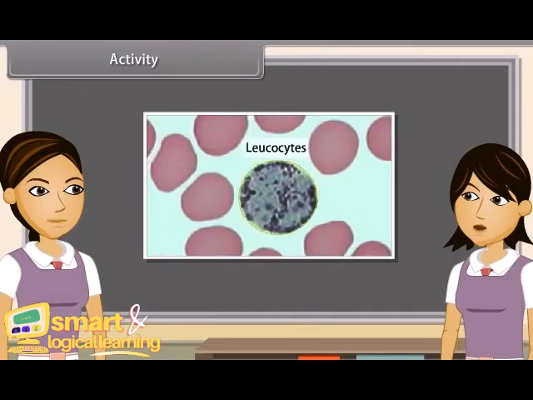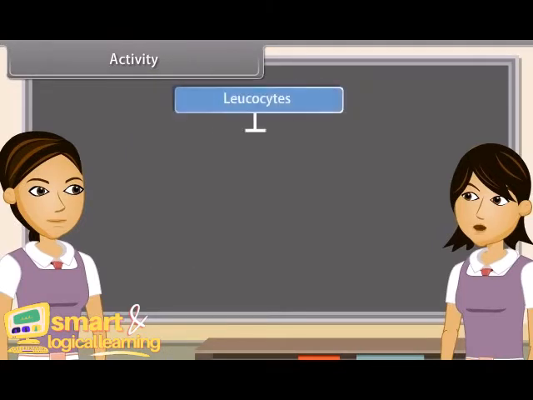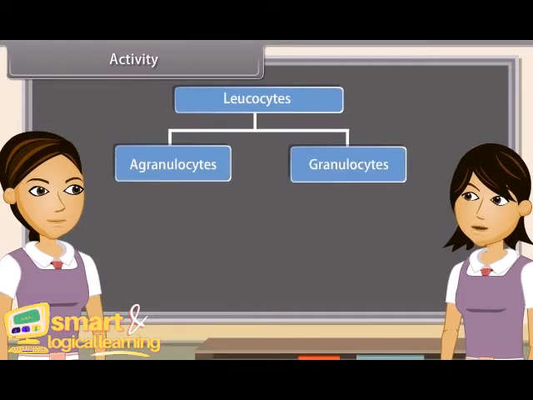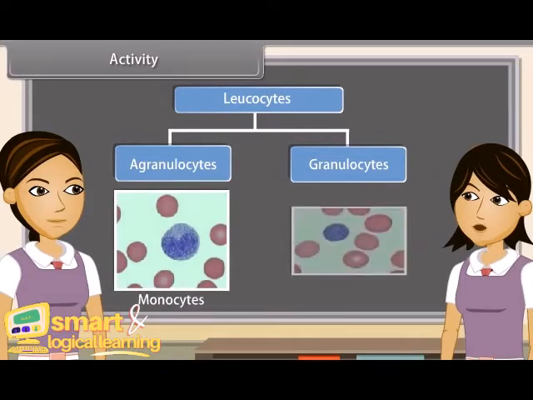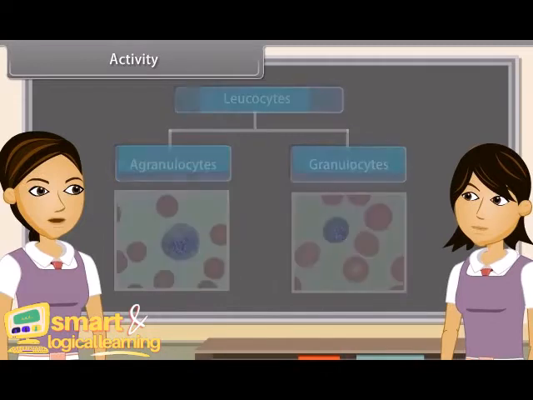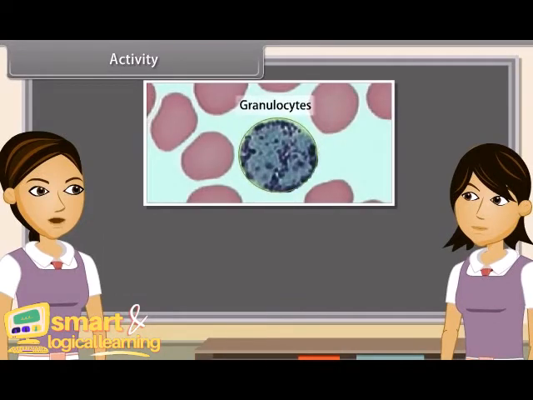Leukocytes are amoeboid, nucleated, and whitish. They are larger in size but fewer in number. They are of 2 types: agranulocytes, without granules and with a non-lobed nucleus. These are of 2 types, monocytes and lymphocytes. Granulocytes contain cytoplasmic granules and a lobed nucleus.